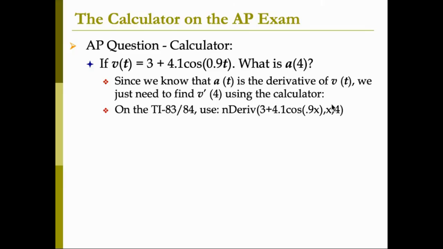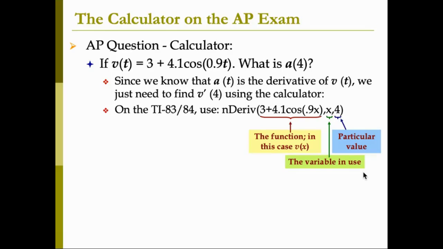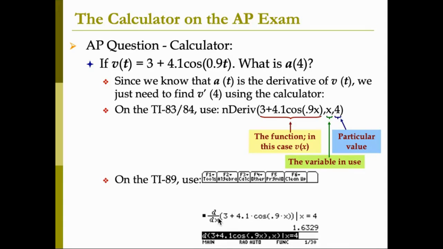You won't do comma 4. You'll actually close it, and then you'll do the such that button. Such that is right next to 7, and then x equals 4. And so that's our function, that's our variable, that's our particular value. This is what it should look like. So it should be d/dx, which is d. You're going to type in the function comma x, close the parenthesis. This such that button, this line means such that. It's the button right next to the 7. And then x equals 4. And then it gives you 1.63229.